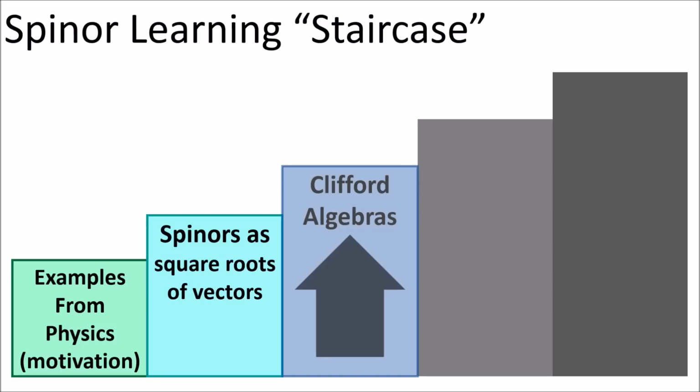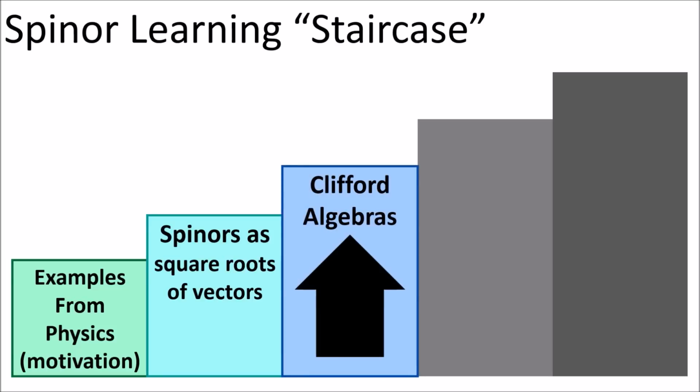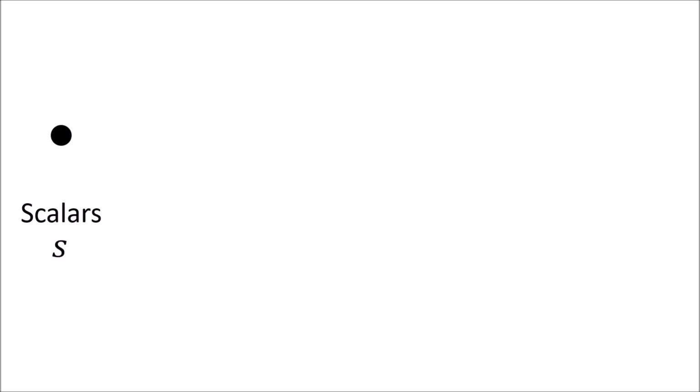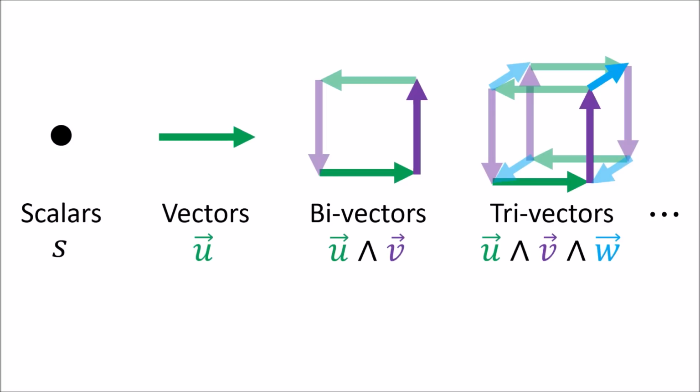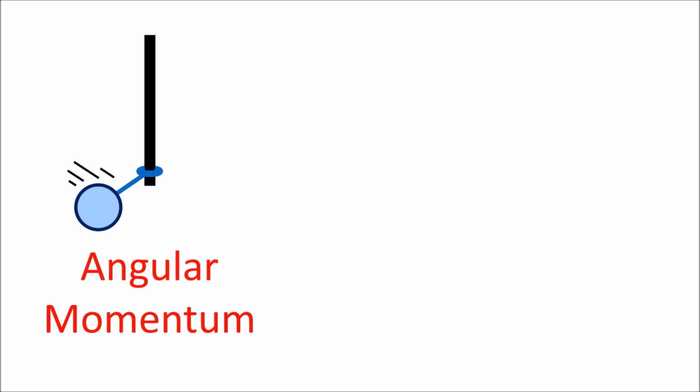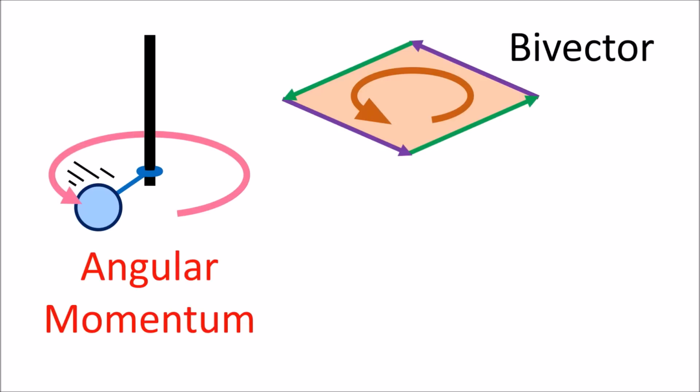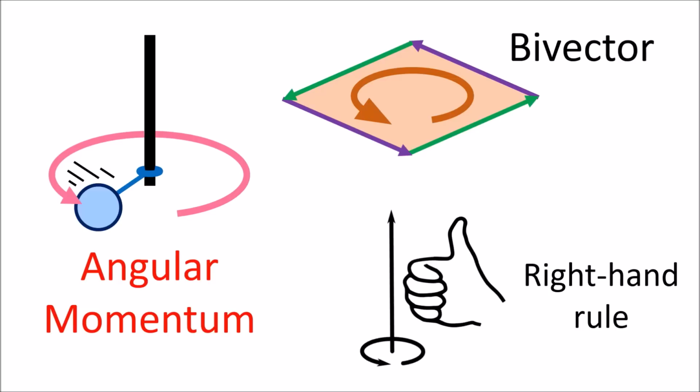The next step in the staircase is Clifford algebras. Clifford algebras are a bit abstract, but they help us define spinors in any dimension, not just 3 or 4 dimensions. Most physics students are familiar with scalars and vectors, but sometimes in physics it's more useful to use their higher dimensional analogs, bivectors, trivectors, and so on. For example, it's much more natural to represent angular momentum using a bivector, which is an oriented plane, instead of using a vector, which requires the awkward right-hand rule to make sense of.